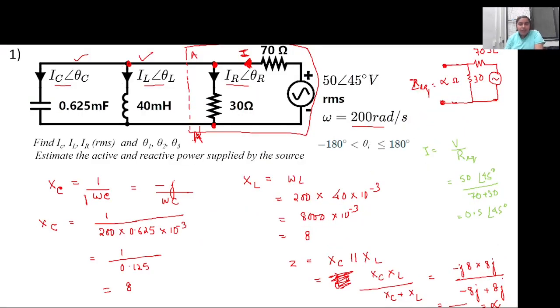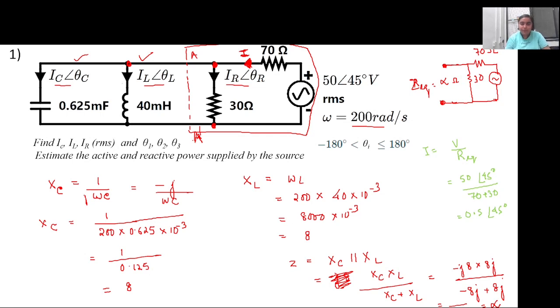So now that you have the current coming through this branch, is it possible to calculate IR, IC and IL? Could you please try calculating that? You have the net source current that is coming out. That is 0.5 angle 45 degree.